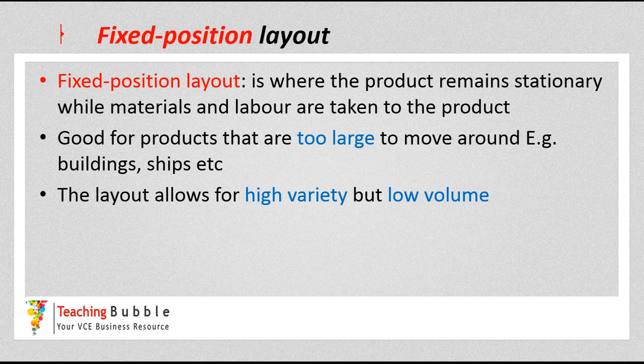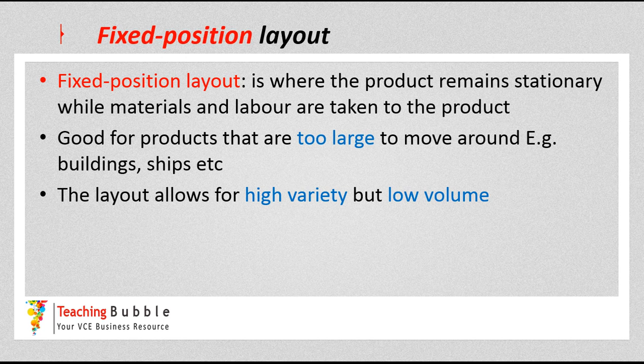And the last layout is the fixed position layout. It's where the product remains stationary while materials and labour are taken to the product. So if you think about that, the product is remaining in the one place, and then the people and all the machinery and equipment then move to the product. And that normally happens because the product is too large to move.